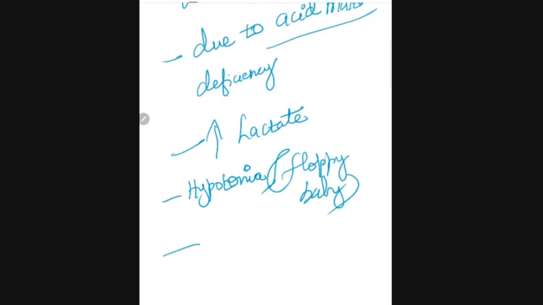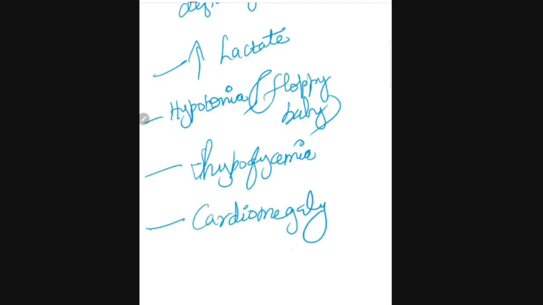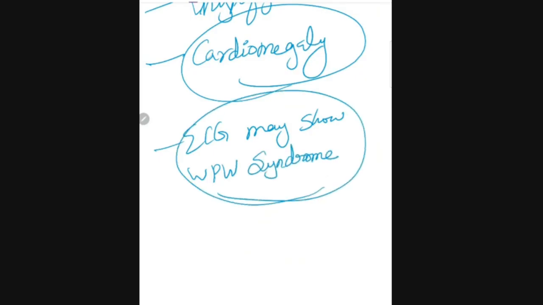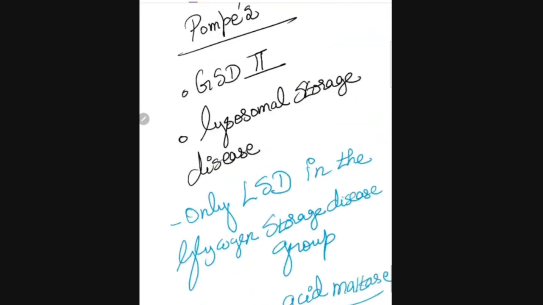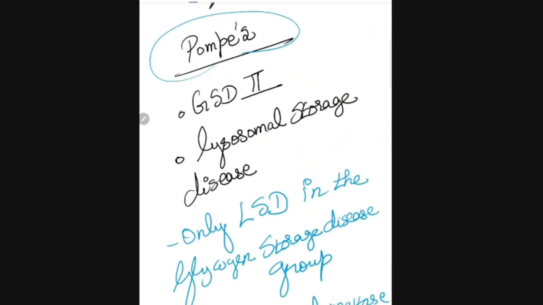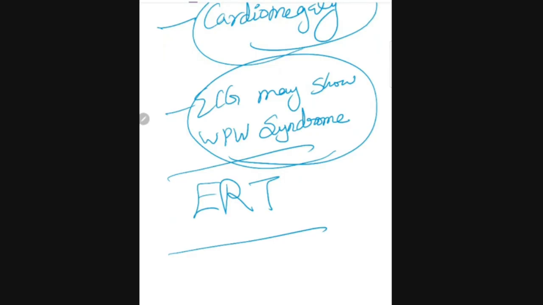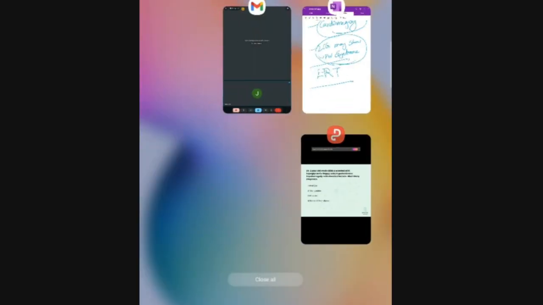All glycogen storage diseases present as fasting hypoglycemia. They may have cardiac involvement, commonly cardiomegaly. ECG may show WPW syndrome. All these are features of Pompe's disease. Now we have enzyme replacement therapy for Pompe's disease. Well, this is also treatable. So all this you should know and remember about Pompe's.